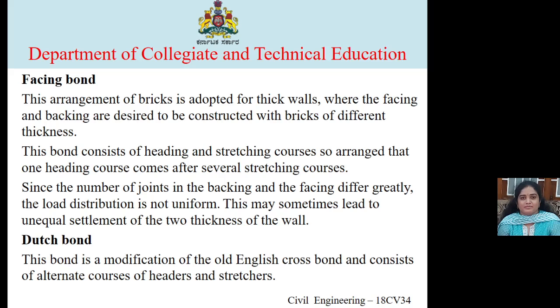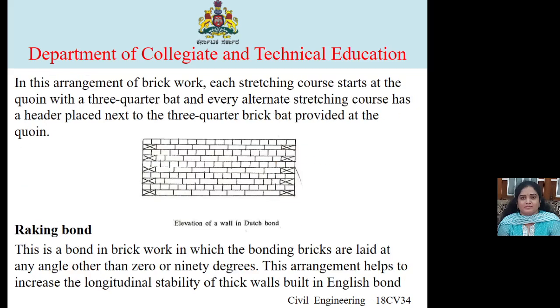Next is the Dutch bond. This bond is a modification of the Old English cross bond and consists of alternate courses of headers and stretchers, like this: headers, stretchers, headers, stretchers, headers, stretchers, headers.